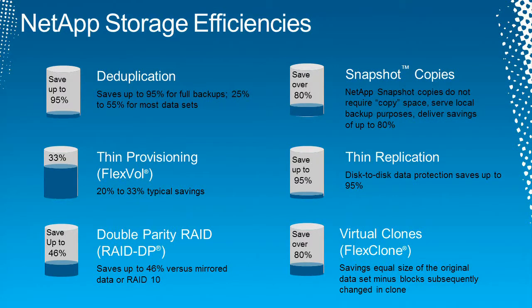And for folks that have real cost sensitivities on your bandwidth, and we get this a lot outside of the United States, you can even turn on compression on the SnapMirror. And finally, Alex did a great job explaining FlexClone.